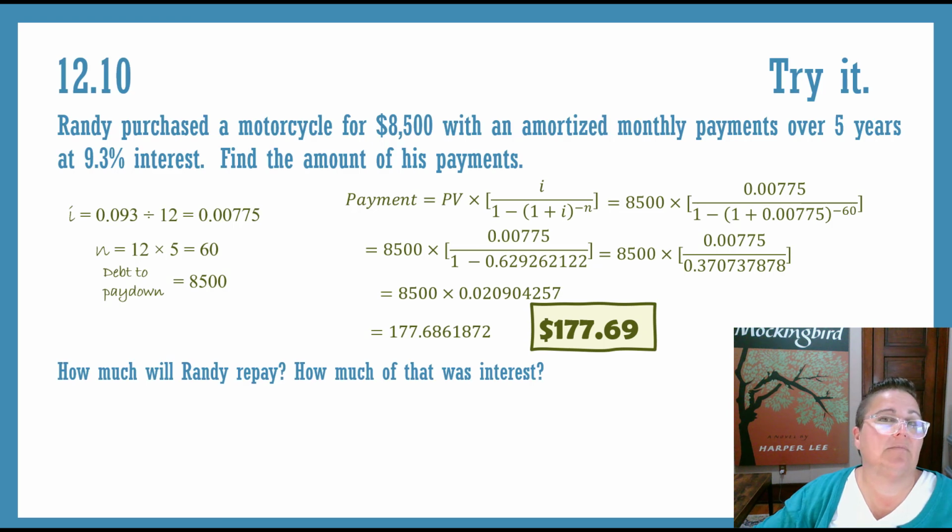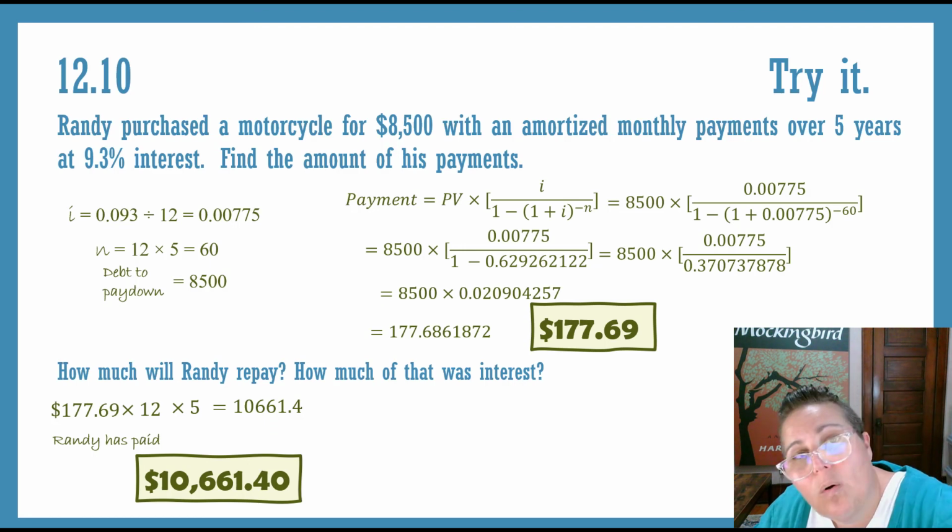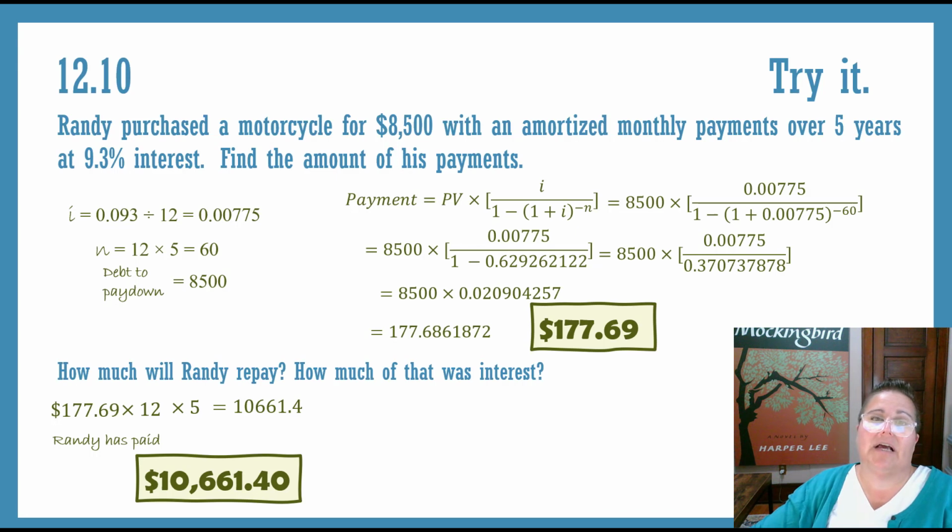So the question becomes, how much did Randy actually pay? Randy made payments of $177.69 12 times a year for the next 5 years. That tells me that Randy paid a total of $10,661.40 for this motorcycle. That is more than was advertised. That's why you sometimes hear people say always pay cash, it saves you money. It's true. Randy had to amortize his payments over 5 years, and he's paying extra.